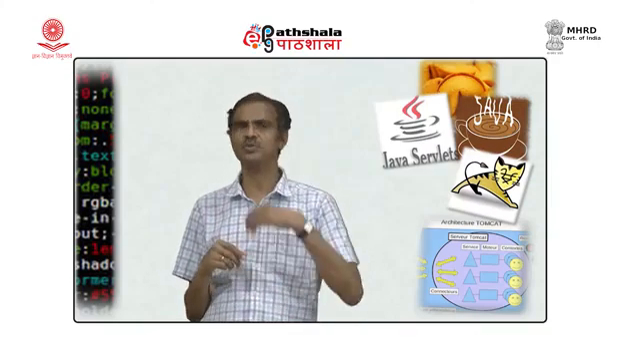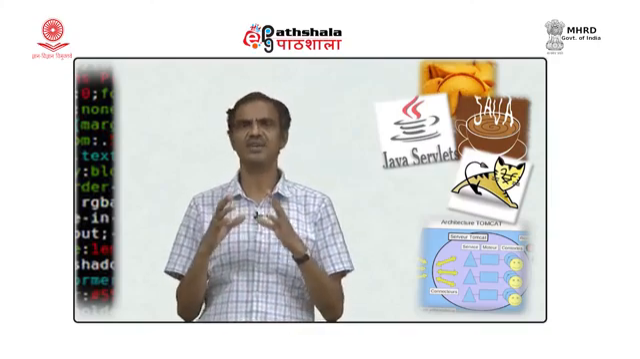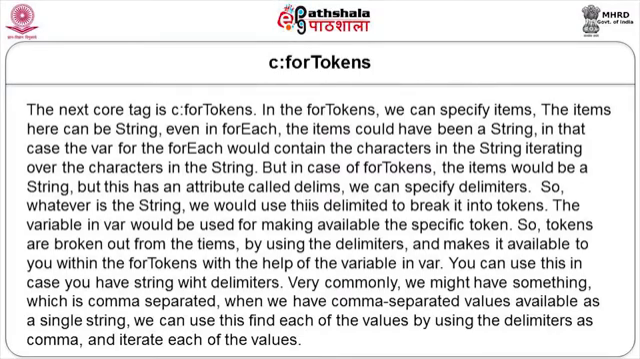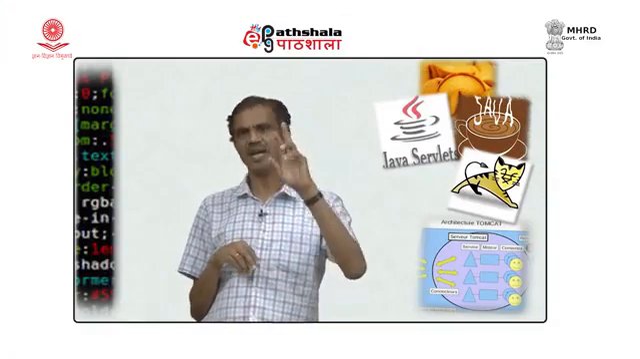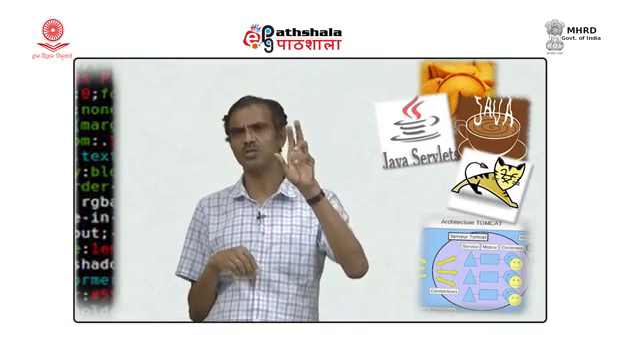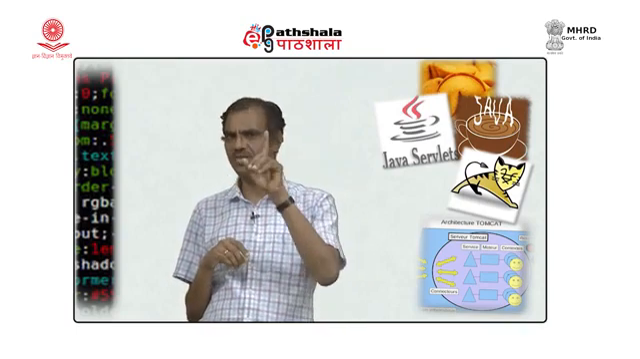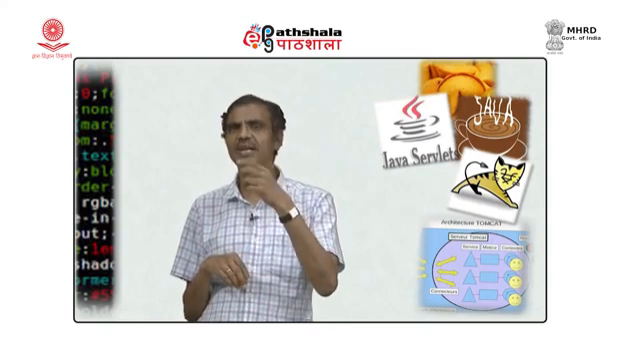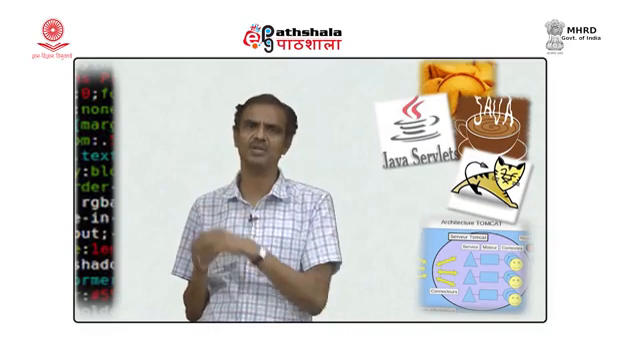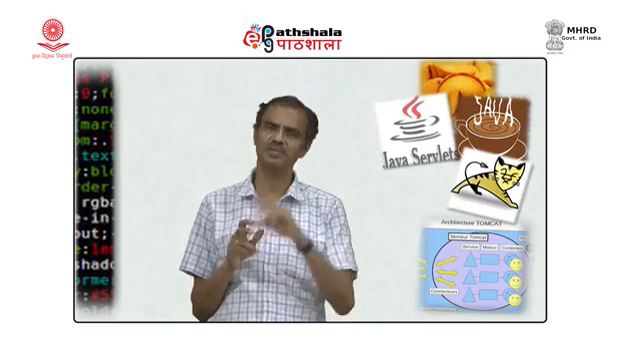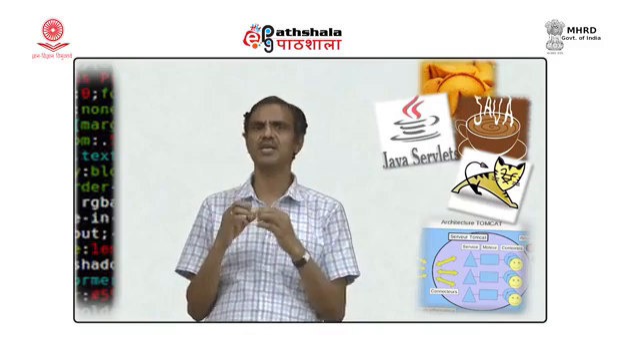So, for each can be used for iterations, fine, and after the for each, the next one is the for tokens. In the for tokens, we can specify items. The items here can be a string. See, in the earlier syntax also, in the for each also, items could be a string, in which case the variable would get the individual characters from the string. A string is made up of a sequence of characters. So, characters would be available even with for each, but here what we have is for tokens.